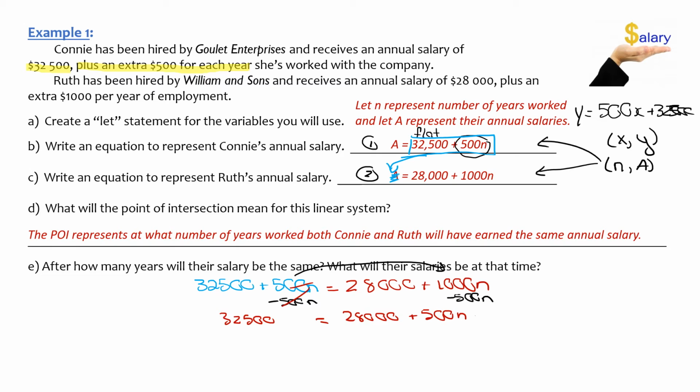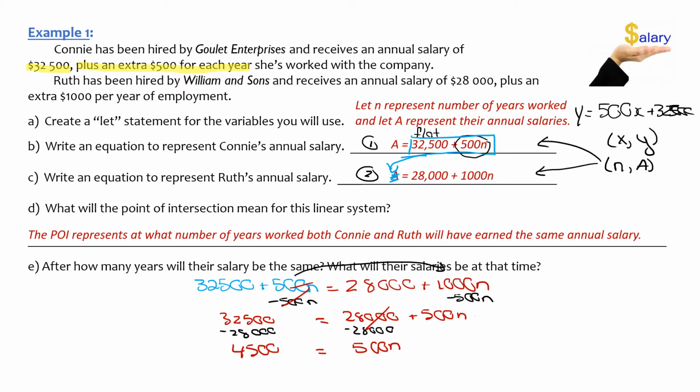Now I have to collect my constants. They're going to go to the other side, so I'm going to subtract 28,000. And you could have done all this in one step at the beginning. I'm just not going to skip any steps. I'm not going to do two steps in one. So I'm going to take 32,500 and subtract from that 28,000. What do you get? You get 4,500 equals 500, these are gone, 500N.